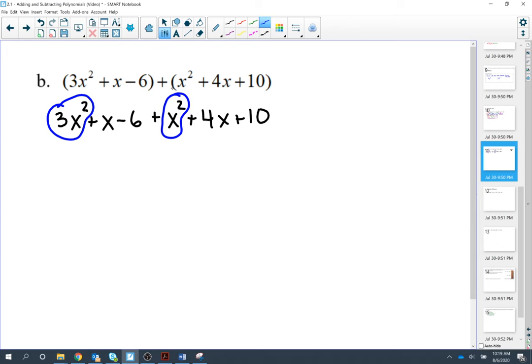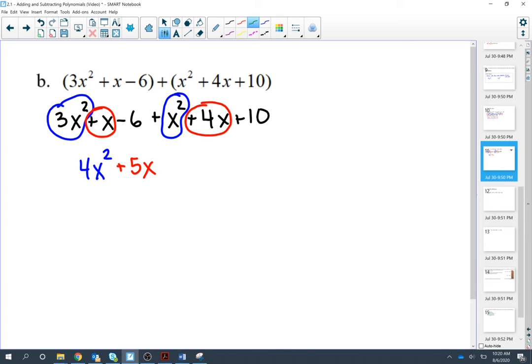So 3 of those plus 1 more of those is 4 of those. So 4x squared. Moving down the line, x, 4x. So I've got 1 of the x's. I'm adding 4 more of the x's. Ultimately, that gives me 5 of the x's.